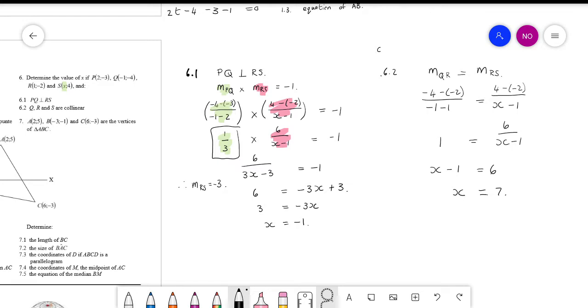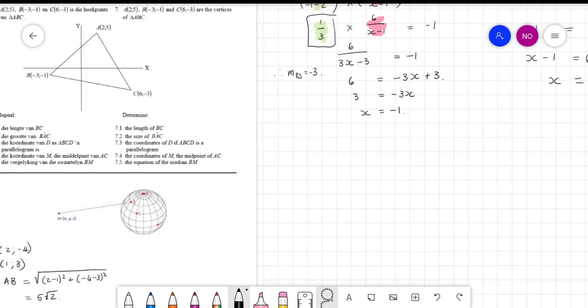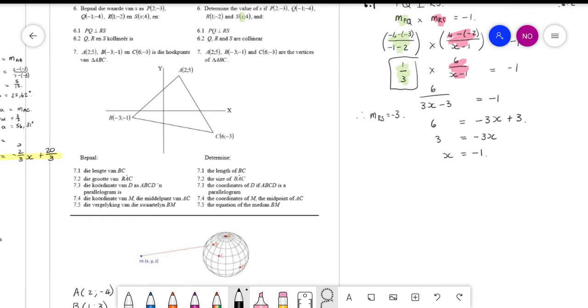Almal gelukkig met nummer 6. Let's see how far we can come with number 7. And then I'm going to hand out a past paper for you guys.